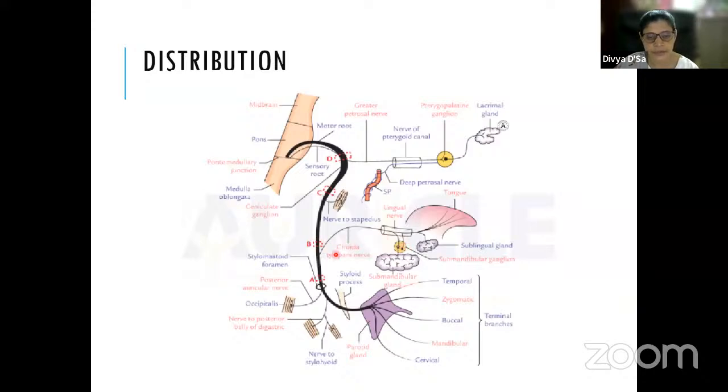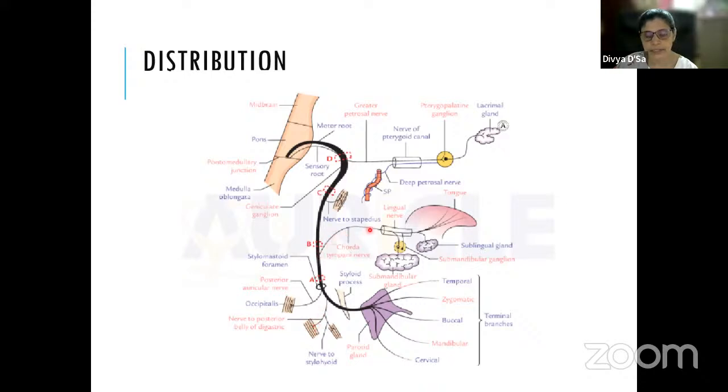Then after that, as we come down here, we have the posterior auricular nerve. The posterior auricular nerve will supply the occipitalis muscle, and it supplies the posterior auricular muscles. Then it comes out of the stylomastoid foramen, and from there it gives the nerve to the posterior belly of digastric, as well as to the stylohyoid muscle, because all these muscles derive from the second pharyngeal arch.